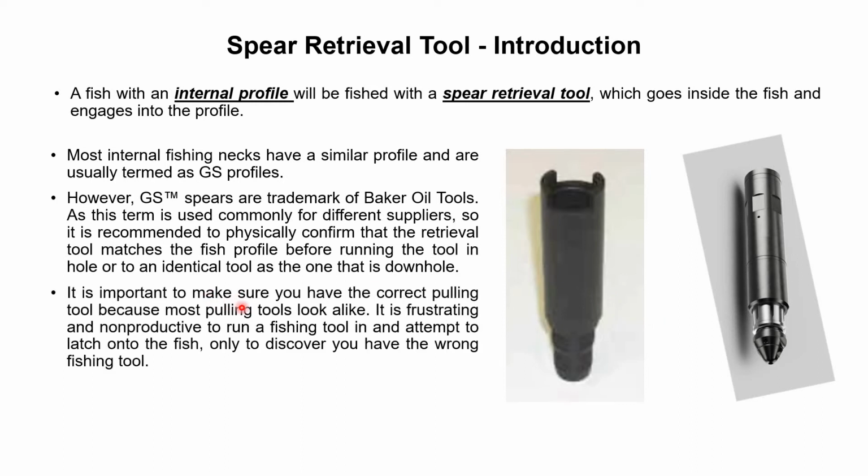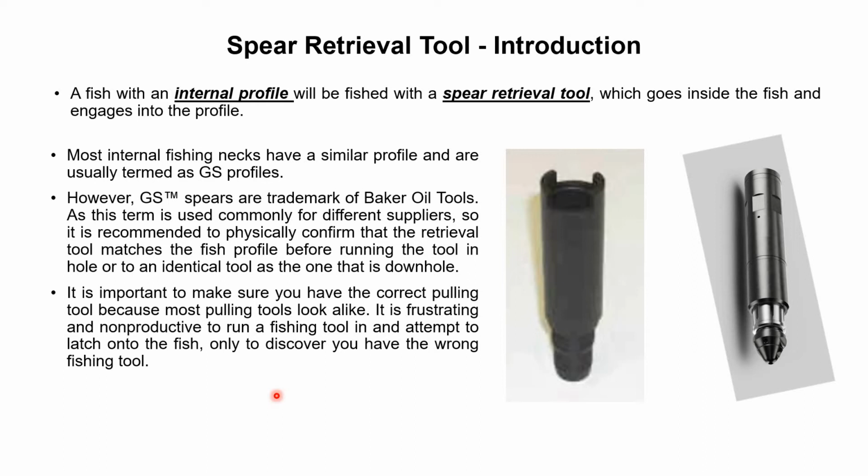It is important to make sure you have the correct pulling tool, because most pulling tools look alike. It is frustrating and not productive to run a fishing tool in an attempt to latch onto the fish, only to discover you have the wrong fishing tool. This is just the explanation of the previous point, that before running a pulling tool or a retrieval tool, it is better to make sure on the surface that we are running the exact tool.